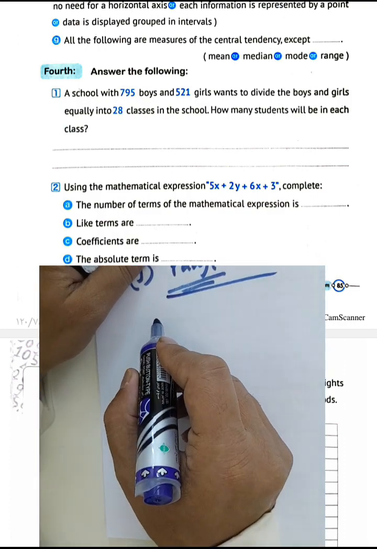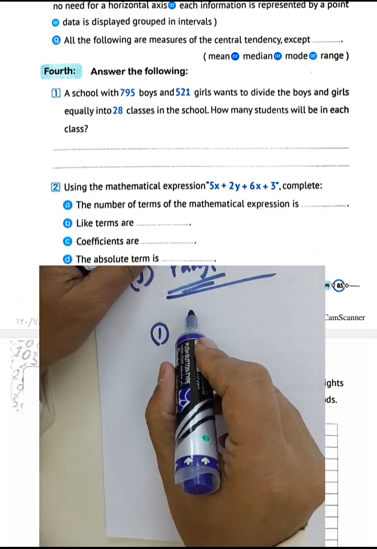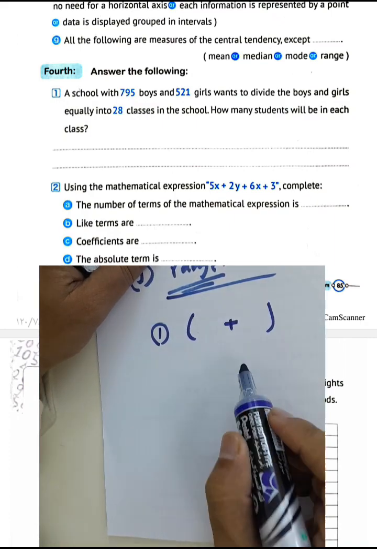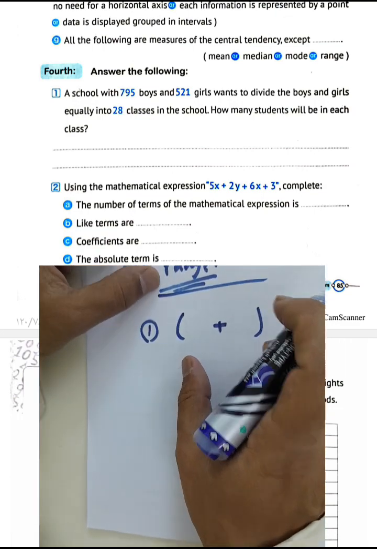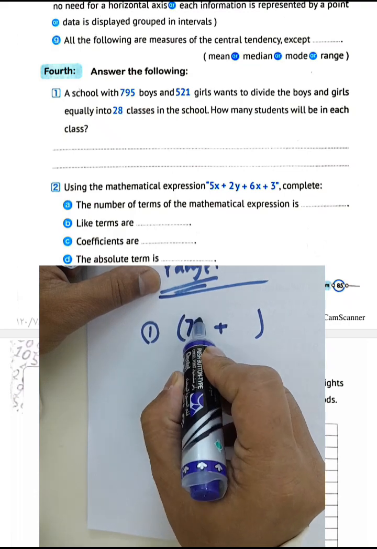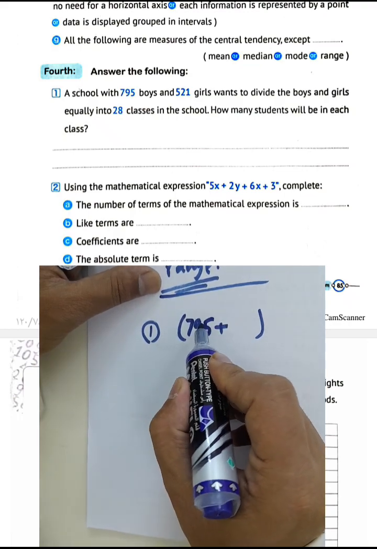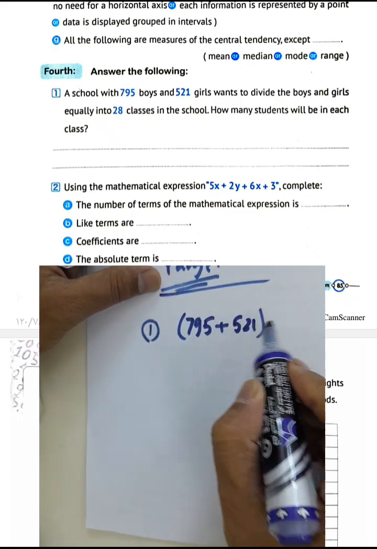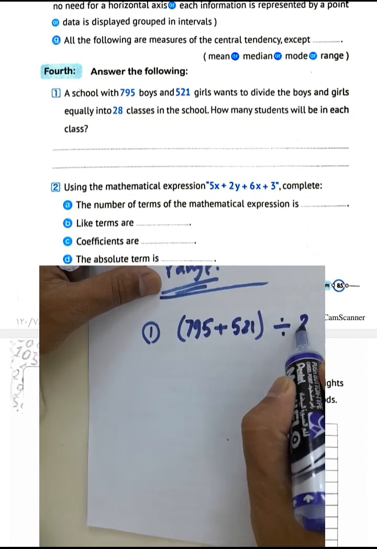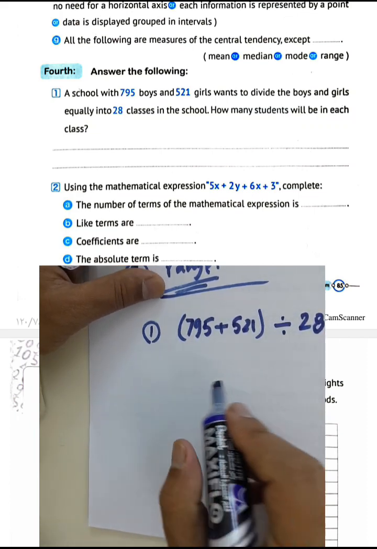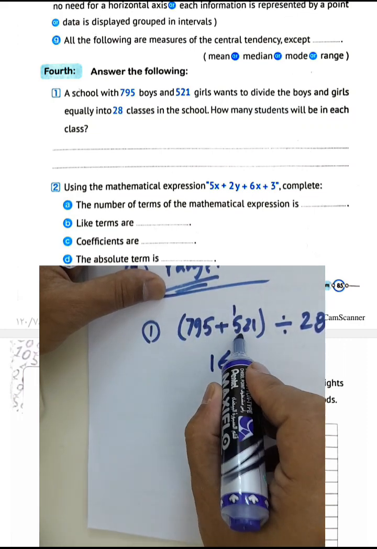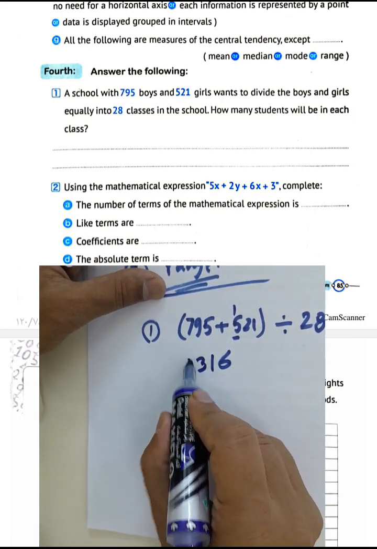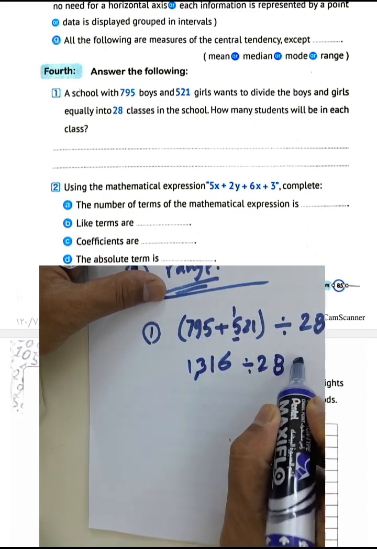So the solution about this example, here we must add them using the associative property, using these parentheses, right? 795 plus 521, and the result will be divided by 28, the number of classes. 1 plus 5 equals 6, 2 plus 9, 11, write 1 and carry 1, 5 plus 1, 6, 6 plus 7 equals 13, divided by 28.